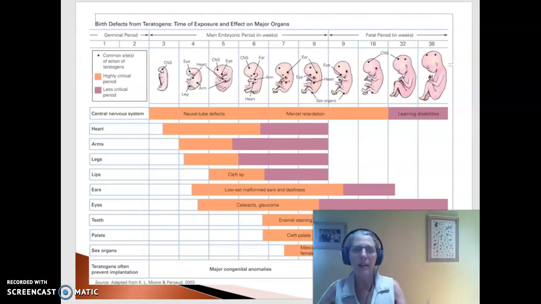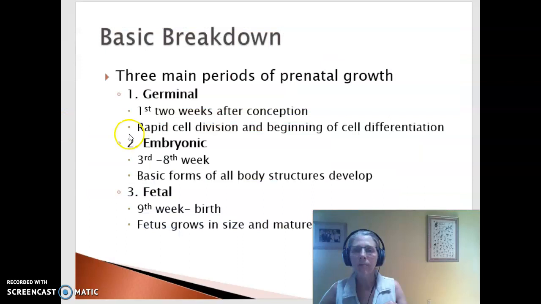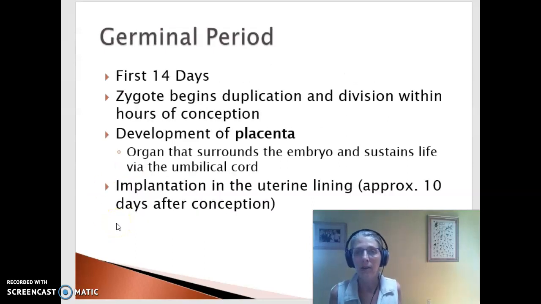So we'll talk more about teratogens later, but I wanted to introduce this chart briefly just to highlight this embryonic time period and the fact that those body structures are developing and could be vulnerable to outside influences, we'll call them, or teratogens. So again, we'll visit that more later. So fetal period is 9th week all the way through birth. It's the longest period here, and we see the fetus growing in size, maturing and functioning, getting to the point where it will be ready for birth.